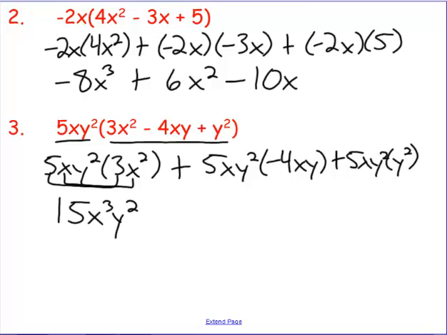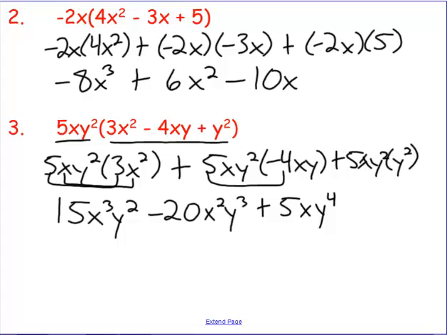Then notice I have a 5 times a negative 4, which would give me a negative 20. And now I have x times x, which is x squared. And then I have y squared times y, which would be y cubed. And then finally, the last one, you see I have x times y squared times y squared. X stays the same, so I have plus 5x, and then y squared times y squared would be y to the fourth.